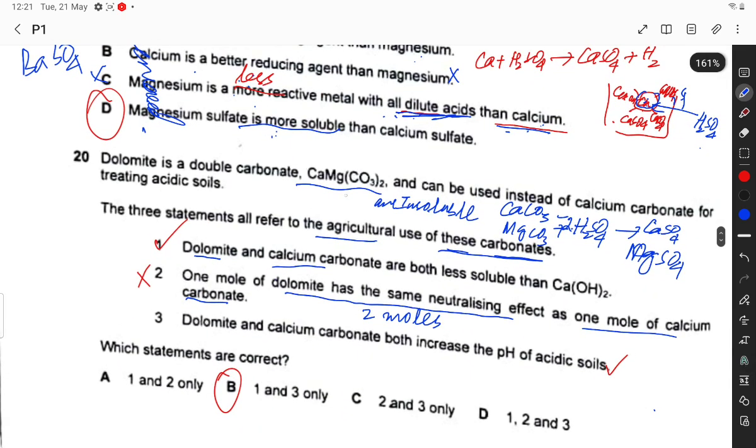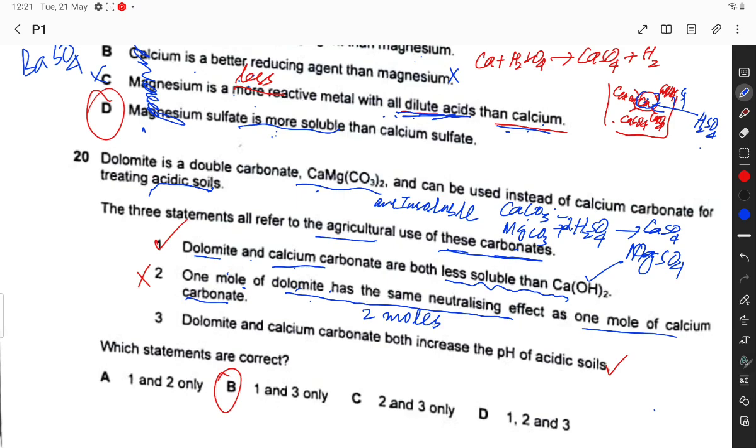Dolomite is a double carbonate, like calcium carbonate and magnesium carbonate, and can be used instead of calcium carbonate for treating acidic soils. The three statements all refer to the agricultural use of these carbonates. Dolomite and calcium carbonate are both less soluble than calcium hydroxide. Yes, it is correct, because solubility of group 2 hydroxides increases downward. So statement 1 is correct.